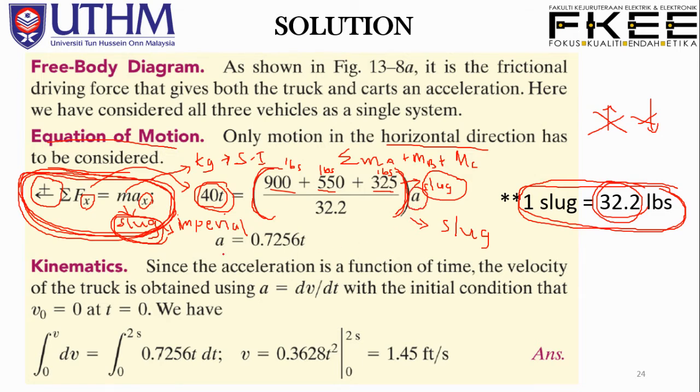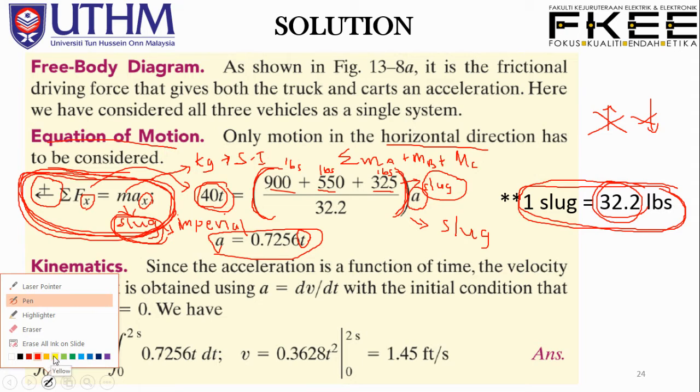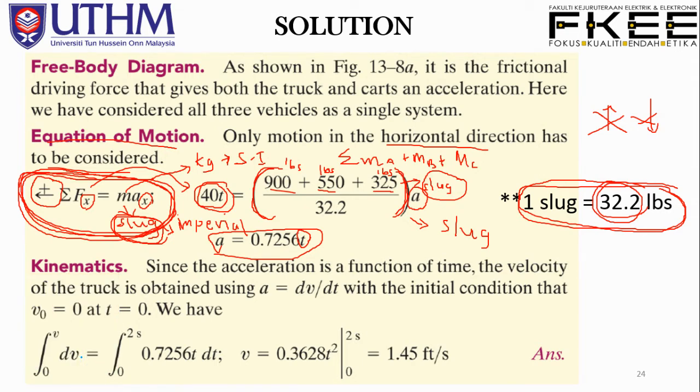This gives the speed we are going to obtain. Then rearrange the equation again and solve for a. You may get a as a function of time t, which is 0.725t. Then for the kinematics analysis, since the acceleration is a function of time, 0.725t, it is time dependent.